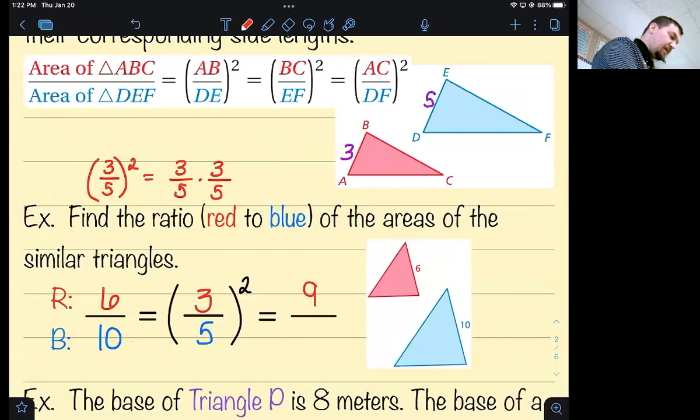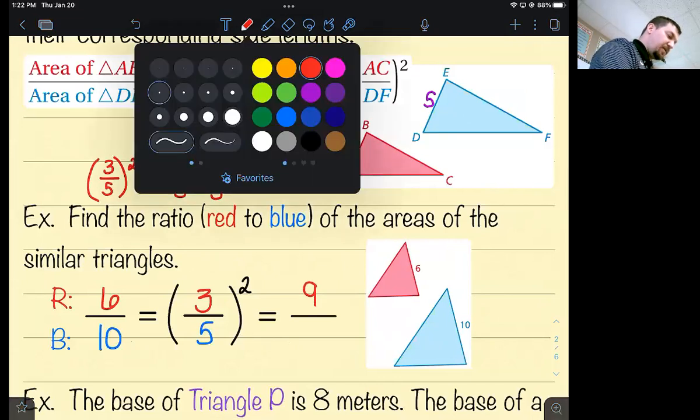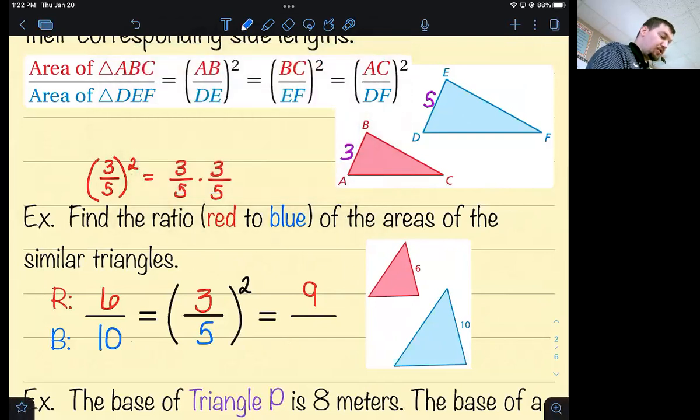So the side length ratio is 3/5. The perimeter ratio is 3/5. But the area ratio is 9/25. Okay, let's do another one.